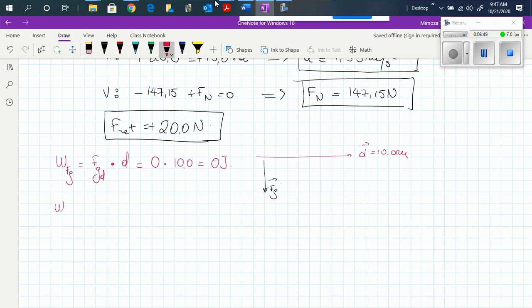Let's move to the work done by force normal. So it is the component of this force along the displacement times displacement. So in this situation, displacement is this way, 10 meters, and then force normal is up. So the component of the force normal along the displacement is equal to 0 times 10, which is equal to 0 joules.